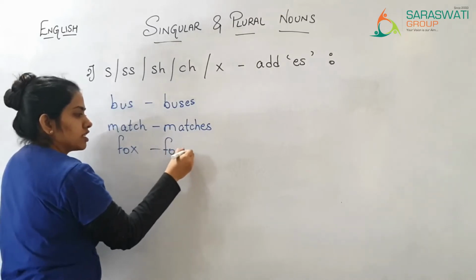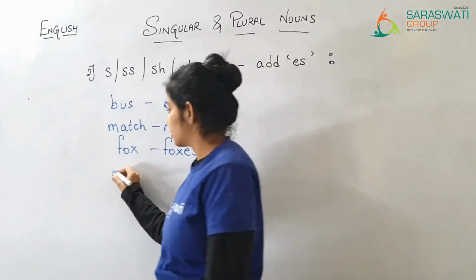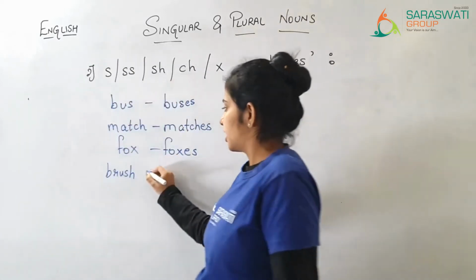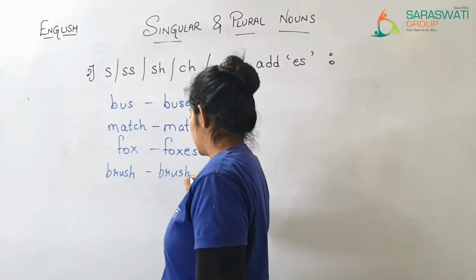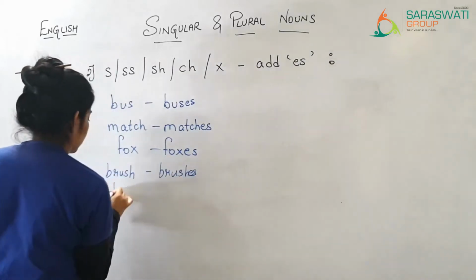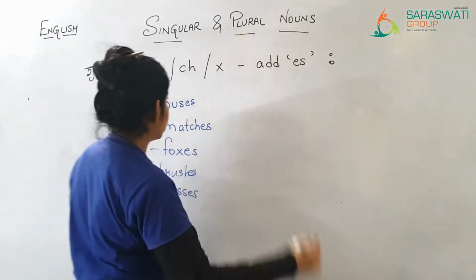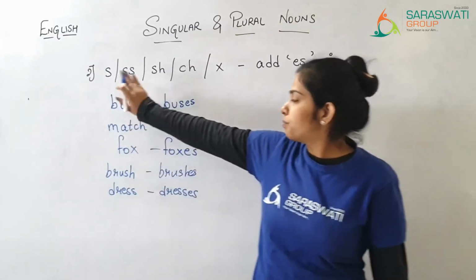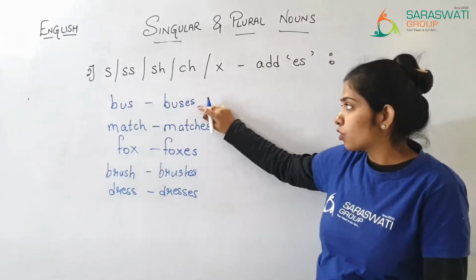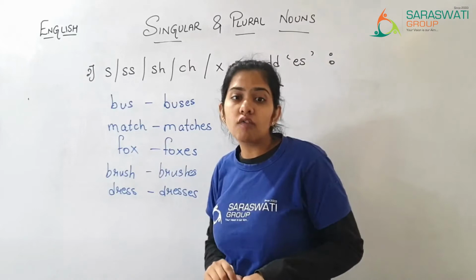So foxes. Right? Brush. Brush is ending with sh. So brushes. Then dress, ss. Dresses. So whenever a noun ends with these letters, you have to add es at the end. Okay? So these are the things for es.